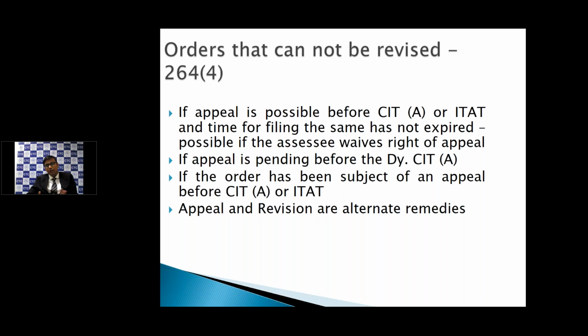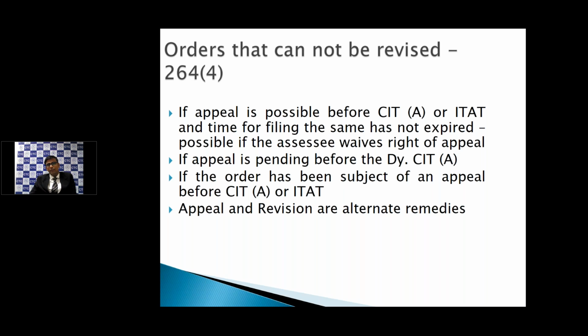So appeal and revision are alternate remedies. Here also what is to be seen is there is a doctrine of total merger. As we just saw in section 263, the doctrine of partial merger is there, which would mean that if one particular issue is before CIT appeal, 263 can very well be invoked for another particular matter. However, as far as 264 is concerned, the total order is to be seen in toto.